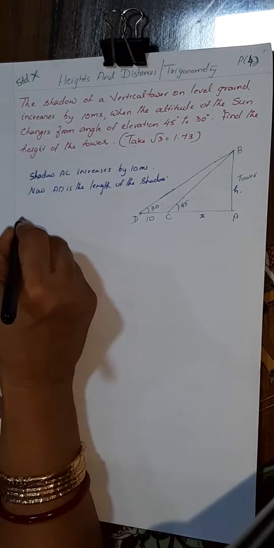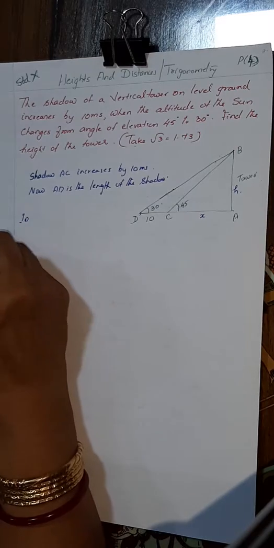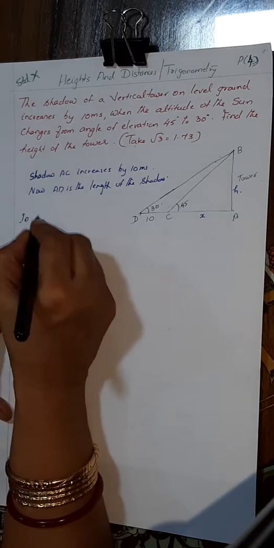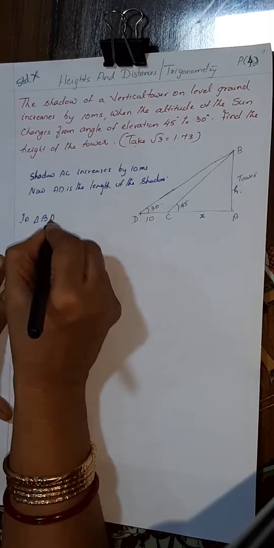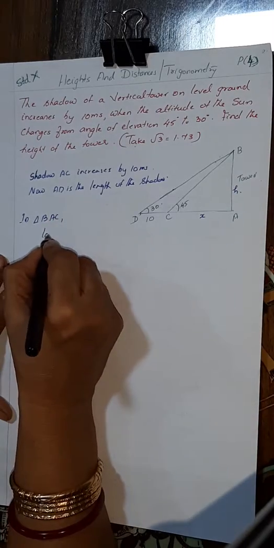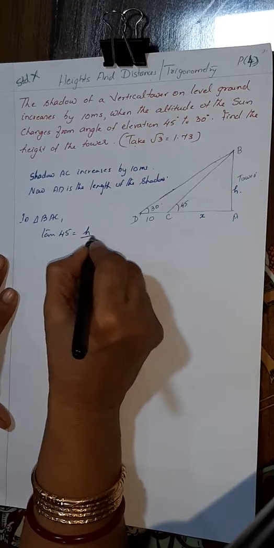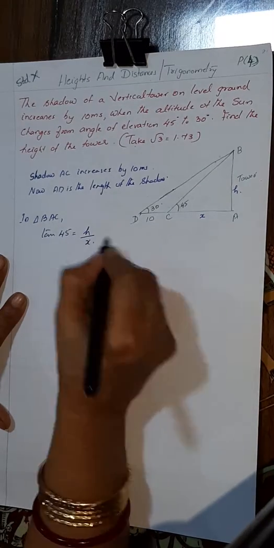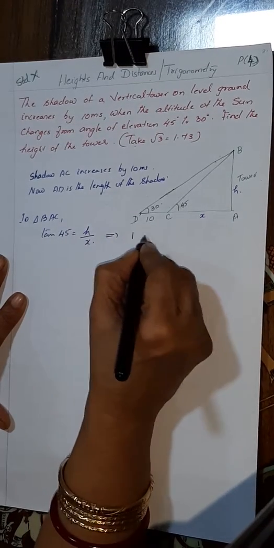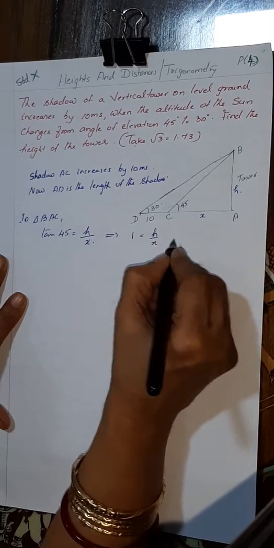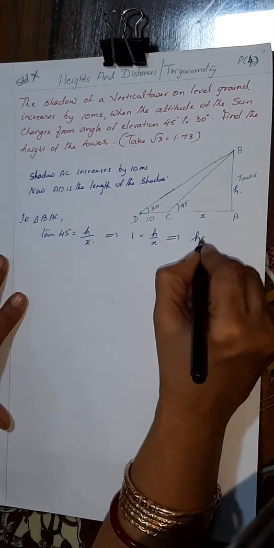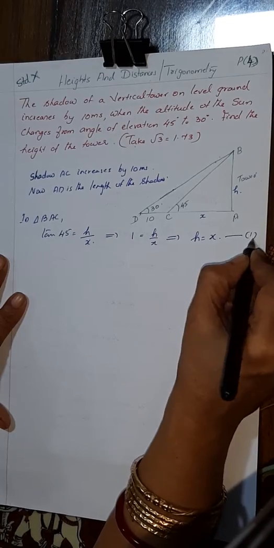So in triangle BAC, tan 45 is equal to opposite side by adjacent side, h by x. So 1 is equal to h by x. So from this you will get h is equal to x. So this is equation 1.